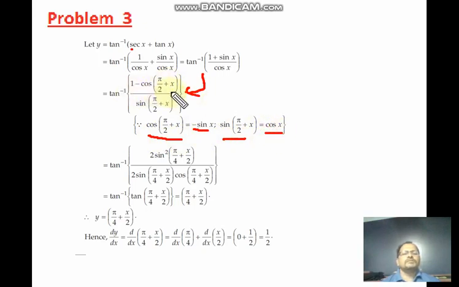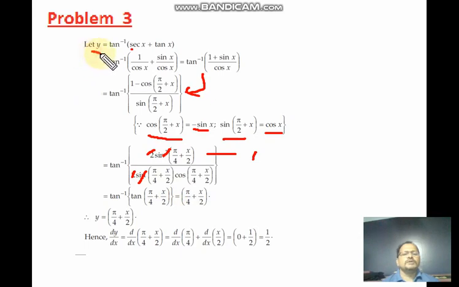1 minus cos (pi by 2 plus x) divided by sin (pi by 2 plus x), that gives me the numerator 2 sin square (pi by 4 plus x by 2). Again the formula used is 1 minus cos 2 theta, and the denominator is sin 2 theta. Again cancelling one factor, this 2 and sin and 2 cancels, we get sin upon cos, that is tan (pi by 4 plus x by 2).